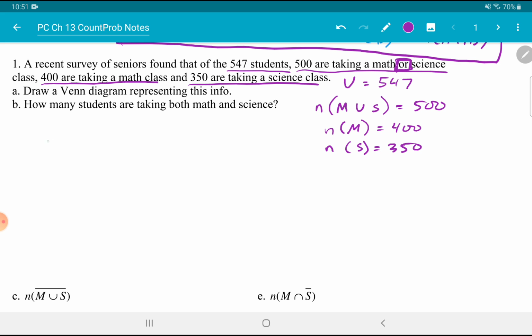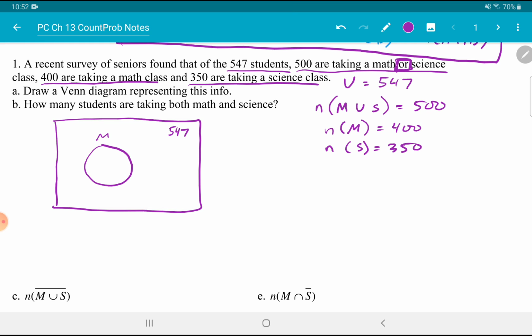So drawing a Venn diagram, what I want to show is my universal set. My universal set can just be a rectangle, right? And we know that there are 547 students altogether. Now we know that we're going to have two circles because we're dealing with two categories. We have math, we also have science. So we have an M circle and also an S circle. Now, based on the information given here, if we know the number of students taking math or science, remember what that looks like. Math or science will involve both circles, so we kind of get that peanut shape out of it.